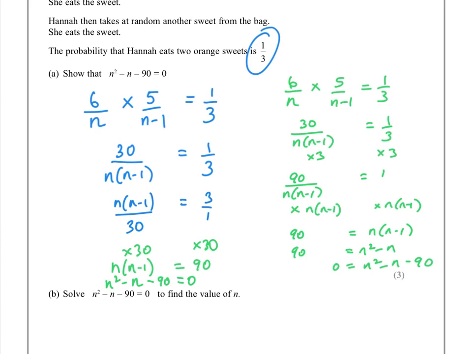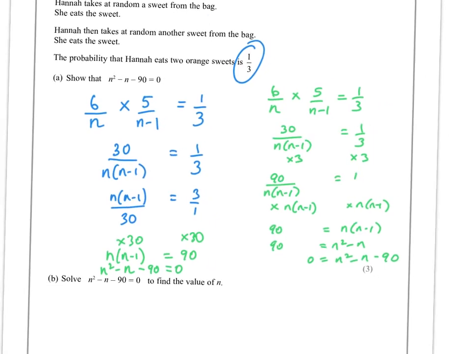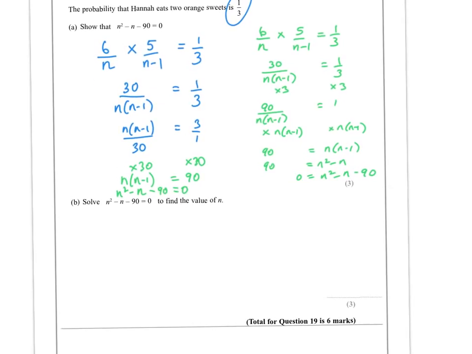So the next part of the question says solve this equation to find the value of n. Well, n is probably going to have a negative and a positive then, judging by what the question's saying with experience. So we want the positive one because there are numbers of sweets in the bag that you can actually pick. You can't pick a negative number of sweets anyway.